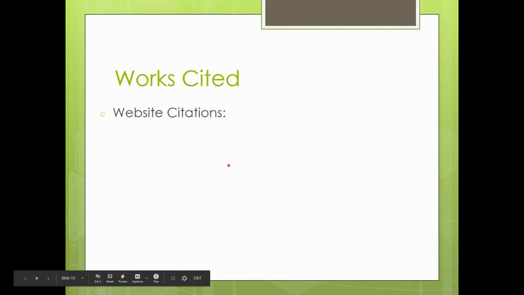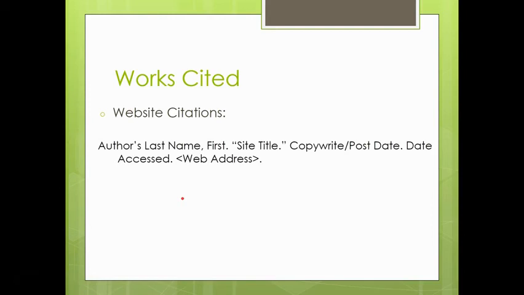So, if I am doing a citation for a website, I'm going to put it in this order: the author's last name, then a comma, first name, period. Okay, author's last name, comma, first name, period. Then in quotation marks, I'm going to put the title of the website, period, and the period goes inside the quotation marks. Okay. Then I'm going to put the copyright post date, and then a period.